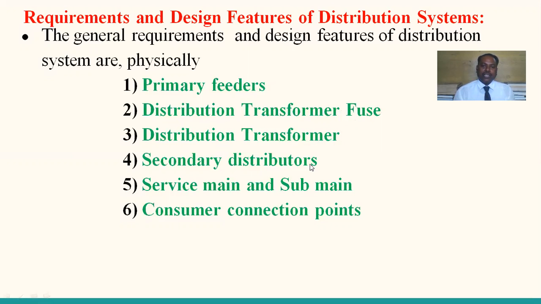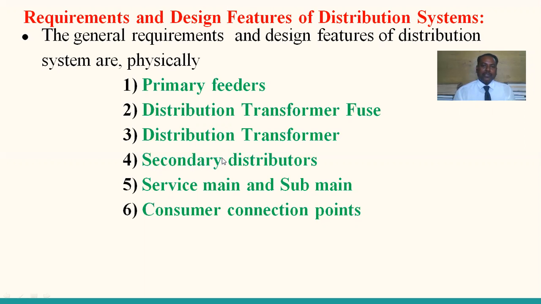Secondary distributors run from the distribution transformer secondary onwards up to the consumer points. Then service main and sub main. Service main is the electrical wire from the distributor to the metering point of a consumer. From the consumer metering point onwards, different connections are given, and those are the consumer connection points. So these are the physical requirements for transferring power accurately from substation to the load centers.